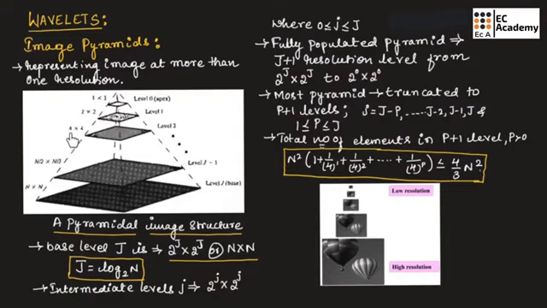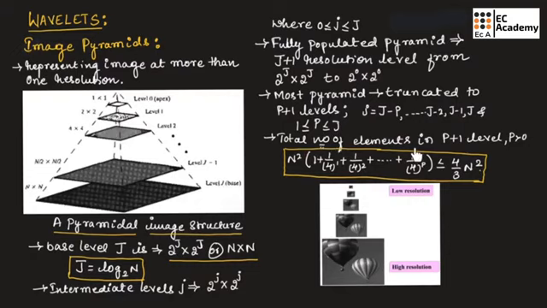2 to the power of 2 into 2 to the power of 2 is 4 cross 4, and so on. Most pyramids are truncated to P+1 levels. So most pyramids consist of P+1 levels, where small j will be equal to J minus P and so on up to J, and here P will be between 1 to capital J.